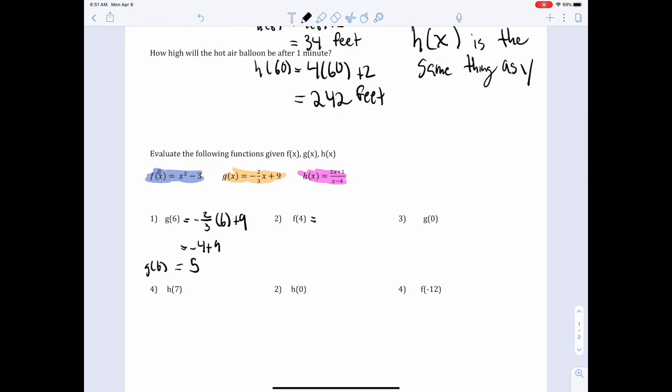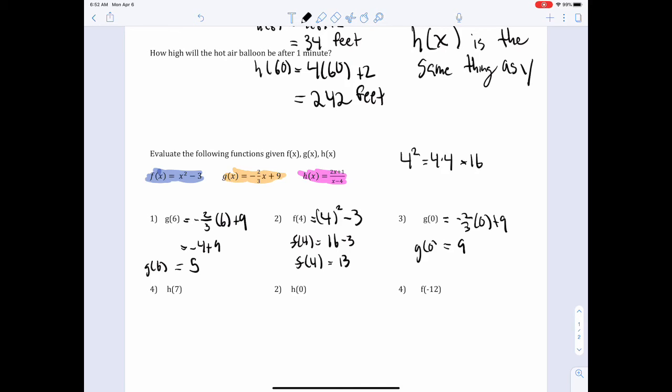F of 4, we're going to plug in 4 for x, so we're going to get 4 squared minus 3. I wonder if you guys remember how to do the squared. 4 squared just means 4 times 4, and that's 16. So you get f of 4 equals 16 minus 3, so f of 4 equals 13. G of 0, plug in 0 for x, so you get negative 2/3 times 0 plus 9. Well, negative 2/3 times 0 is going to be 0, and you're just going to get 9 there, so it'll be g of 0 equals 9.